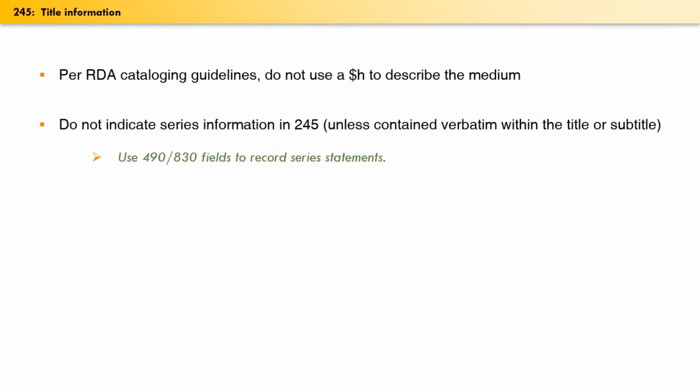Series information is already right there in the 490 and 830 fields. We need consistency in our catalog, which means we all need to follow common standards, so don't make series statements in 245, excepting if it says so verbatim in the text of the title or subtitle.